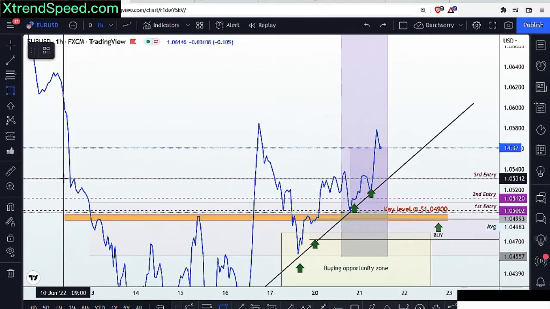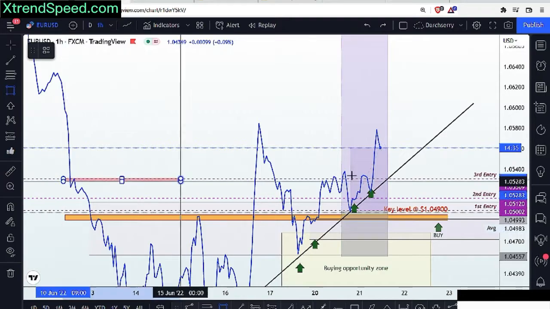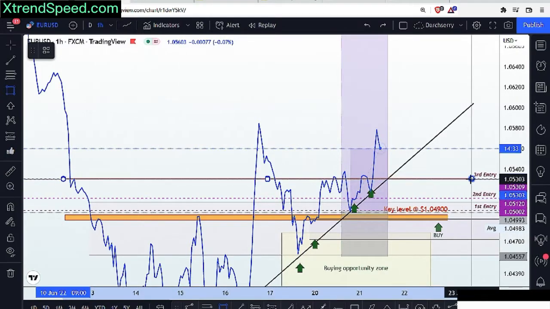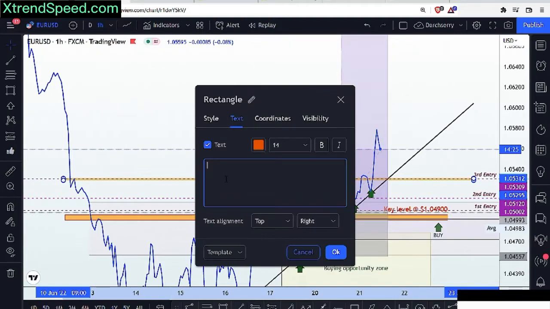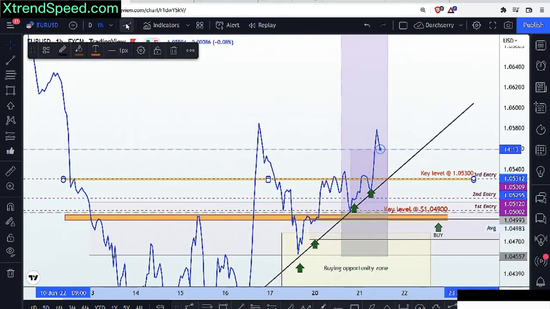So what I want to be doing here is this: we want to connect this series together. That is, we should have 1.5300 area to be our next key level going into the New York session. And if we look at the nature of this number, key level at some 1.05300, it's more or less a psychological level considering the nature of the number.